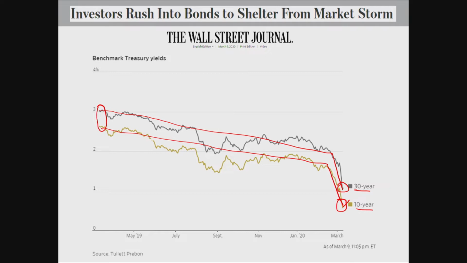So as you can see, the title of this article in yesterday's Wall Street Journal was "Investors Rush into Bonds to Shelter from the Market Storm." So yesterday, the stock market fell by almost 8%, which is a very large change in the course of just one day, and it's one of the biggest declines ever.